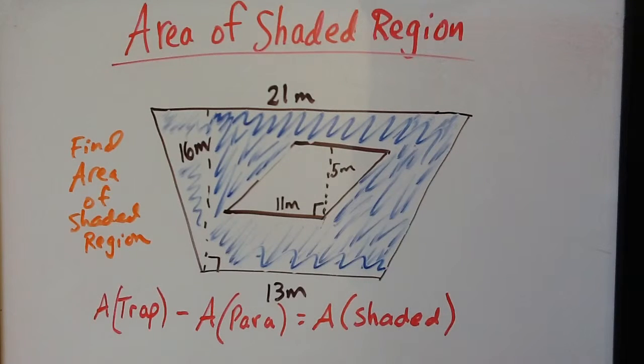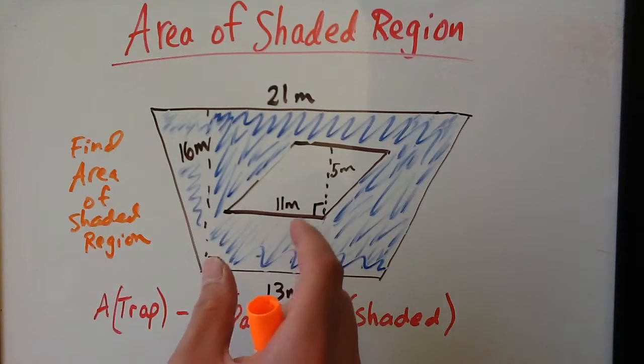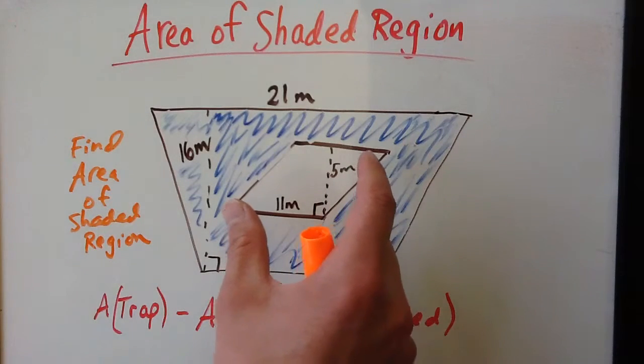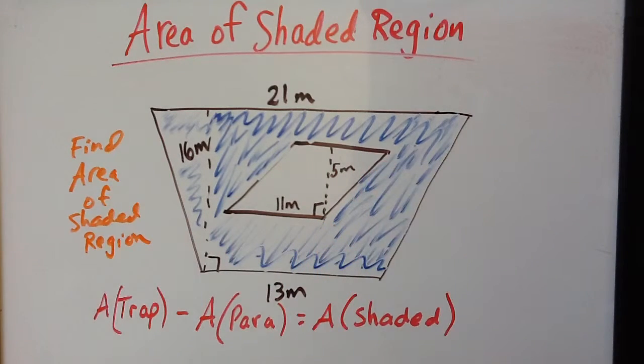Okay, in this lesson we'll solve for the area of a shaded region. As you can see in the figure I have here, I have a trapezoid, and inside the trapezoid is a parallelogram. Now I want to find the area of the shaded region. And since the parallelogram is inside the trapezoid, if I just take that parallelogram outside the trapezoid, then I would have the shaded region that is left.